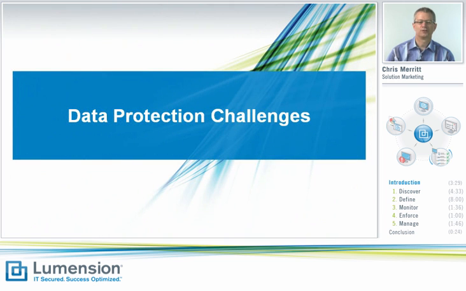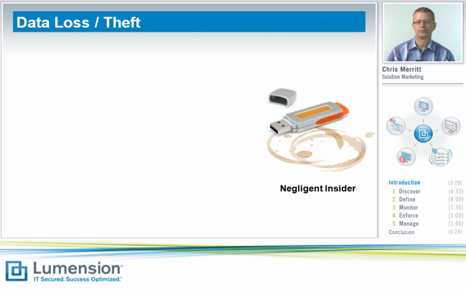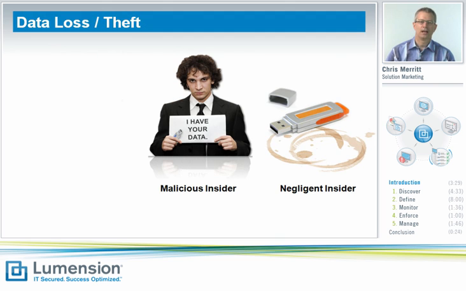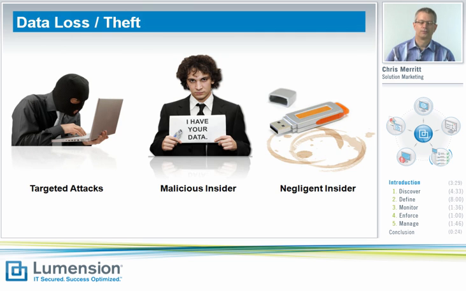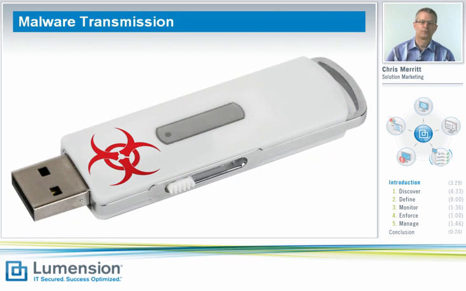Today, organizations face a great number of challenges. Among them, data loss or theft from negligent insiders accidentally losing a USB key, malicious insiders who come in and steal data, or even targeted attacks from outside hackers. Organizations are required to protect their data via encryption by regulation or statute. They also need to protect their valuable revenue-generating corporate IP. In addition, malware transmission via USB keys and other removable devices has become a big problem in recent years.